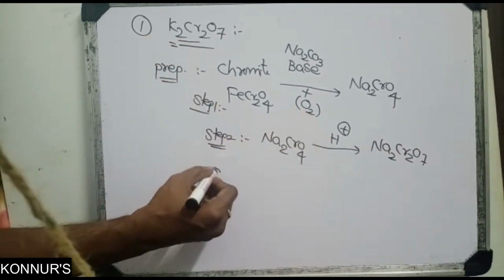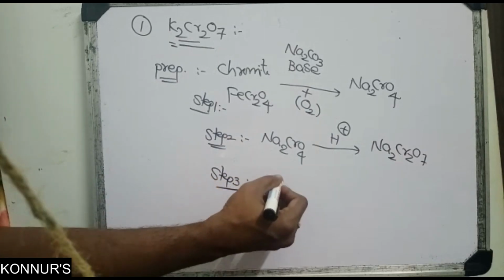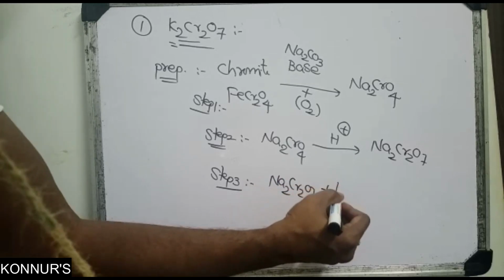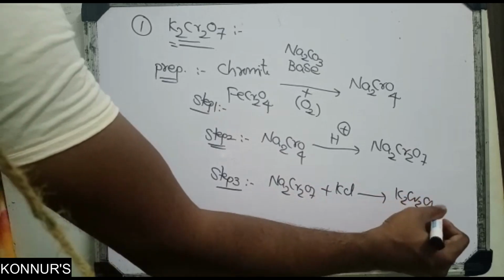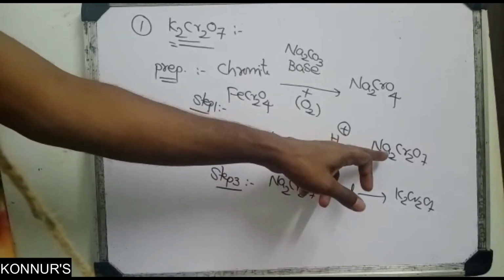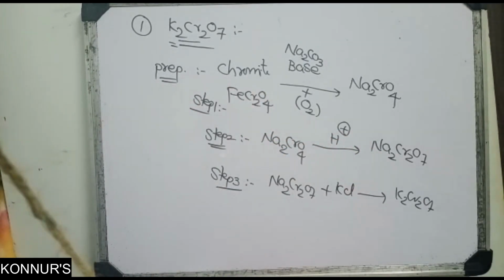But actually we want potassium. So that's why it is treated with potassium compounds. Na2Cr2O7 treated with KCl, so you will get K2Cr2O7. So first step is treated with base in the presence of oxygen. The second one you treat with acidic medium. So directly you will get it, and instead of sodium you can convert into potassium. So that is one preparation.